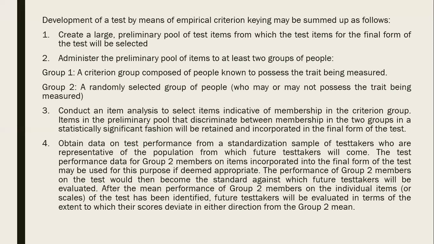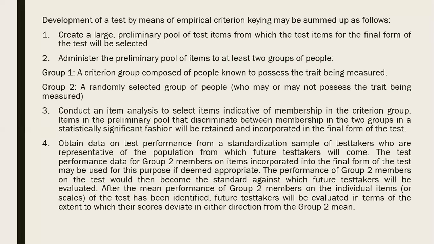Items in the preliminary pool that discriminate between membership in the two groups in a statistically significant fashion will be retained and incorporated in the final form of the test. The fourth one is to obtain data on test performance from a standardization sample of test takers who are representative of the population from which future test takers will come. The test performance data for group 2 members and items incorporated into the final form of the test may be used for this purpose if deemed appropriate.